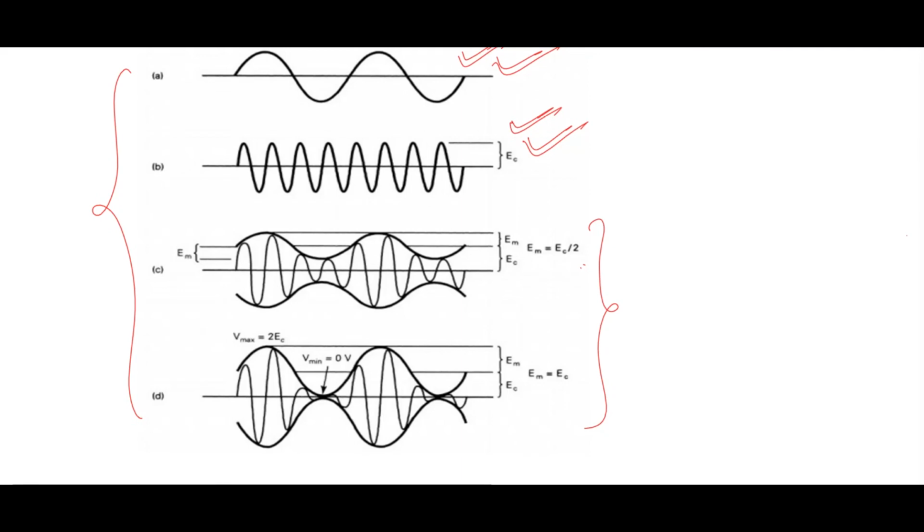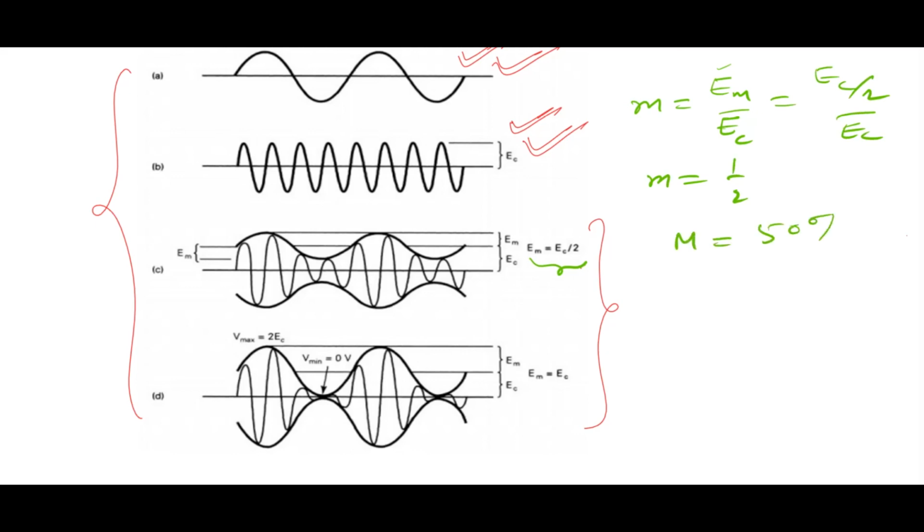The first case is when EM is equal to EC by 2. We know the modulation coefficient is EM by EC. If we substitute EM with EC by 2, this will become 1 by 2, so m will become 1 by 2, or you can say the percentage modulation will be 50% only. Likewise, in the second case you can see EC is equal to EM. So m is equal to EM over EC again, and both values are equal, so this reduces to 1. That means your percentage modulation will be 100%.